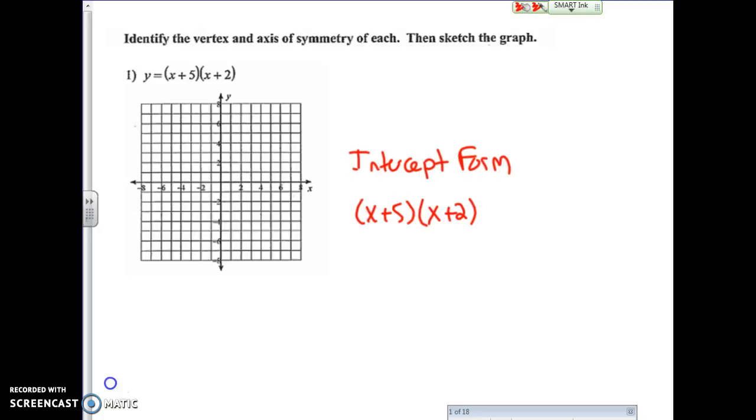So all I have to do is find out, all right, so what are my x-intercepts? I'm going to the left 5, going to the left 2. So I got negative 5, 0, and negative 2, 0 are my x-intercepts. So I'm going to plot them. I got negative 2, 0, and negative 5, 0. My axis of symmetry is in the middle.